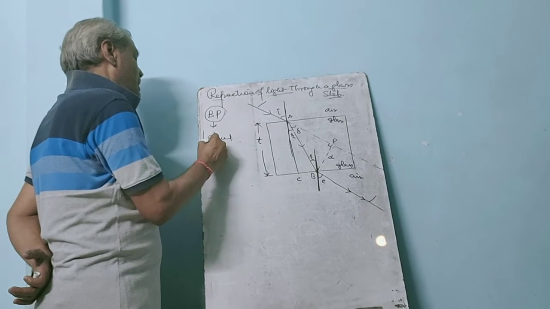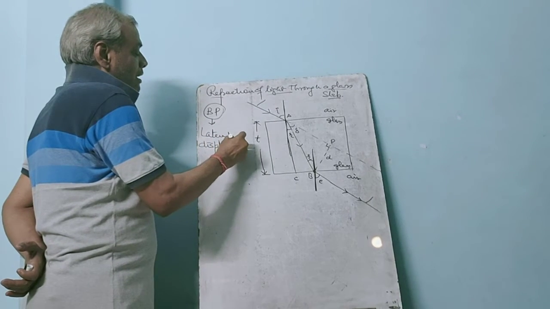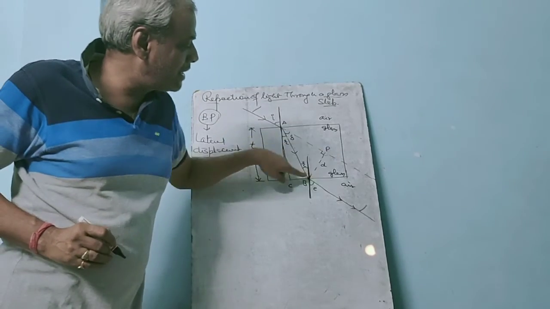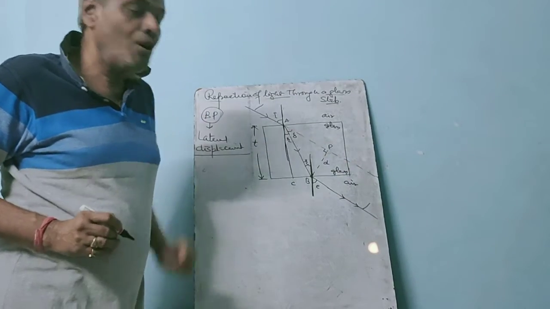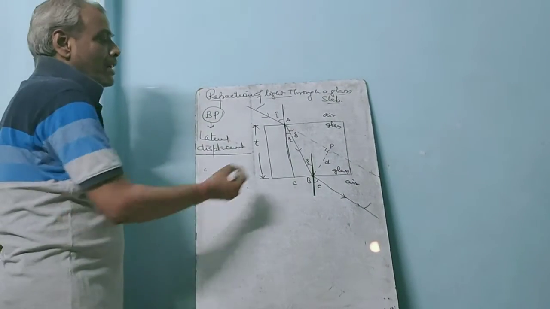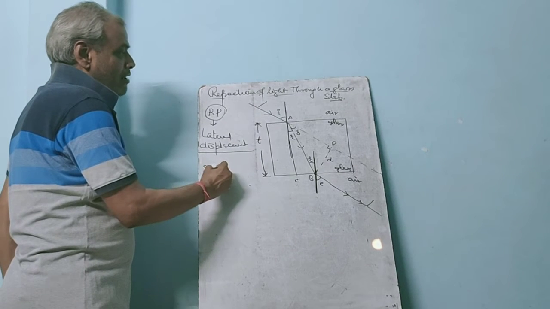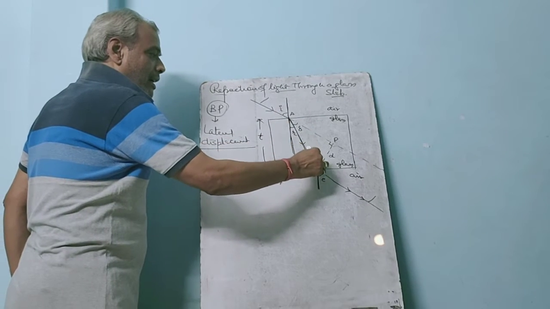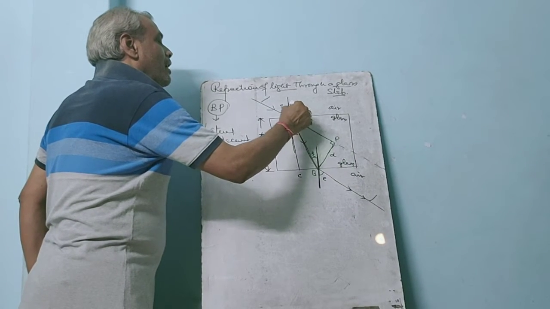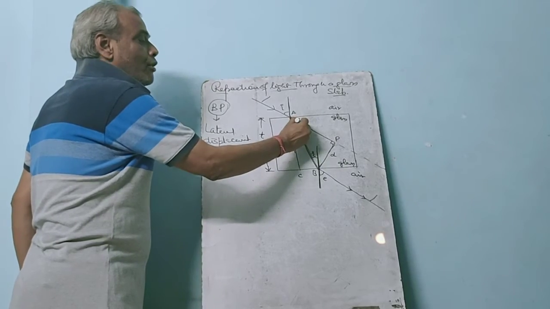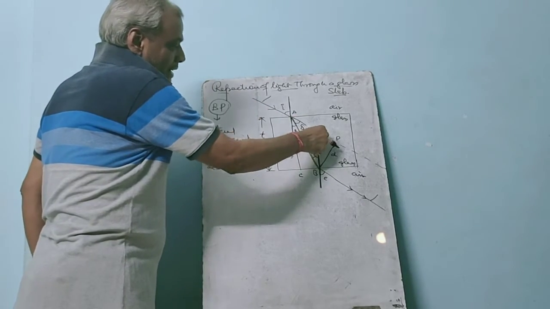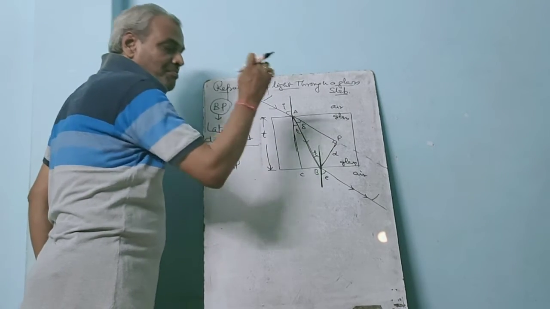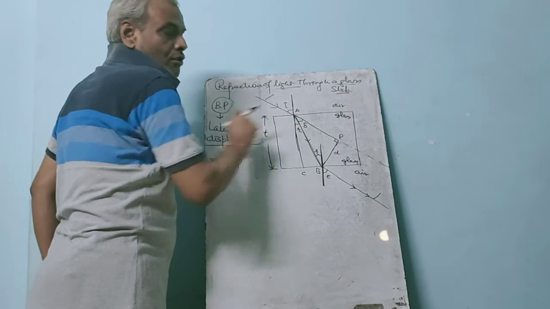Lateral displacement. The distance between the incident ray and the emergent ray, which are both parallel, is called lateral displacement. Now see how to find lateral displacement. In triangle ABP, you know this angle delta is the angle of deviation. The angle between the initial path of the incident ray and the refracted ray is called the angle of deviation.